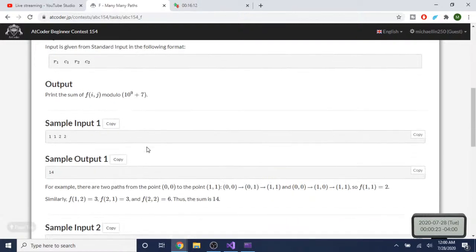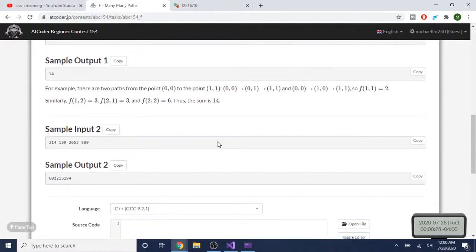So let's go back to this. 0, 0 to 1, 1 gives us 2, because you could go up 1 and then to the right 1, or you could go to the right 1 and then up 1. So I thought that it's just x minus 0 times y minus 0 and then plus 1.